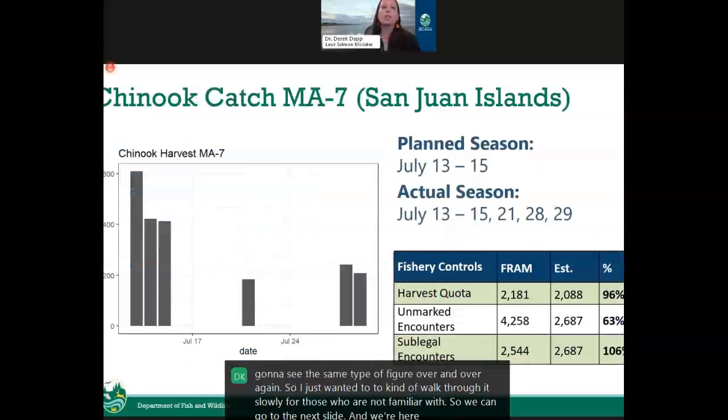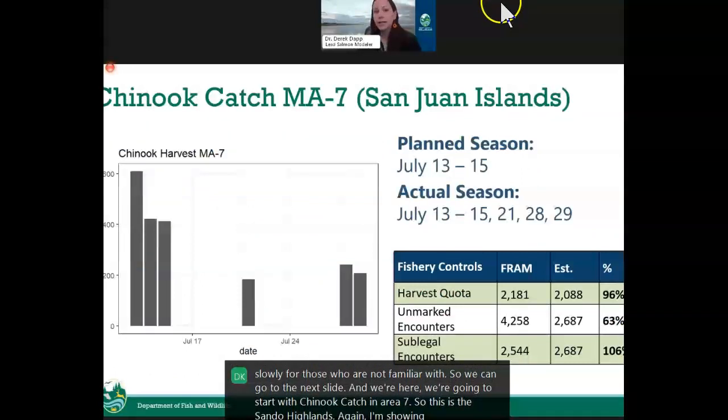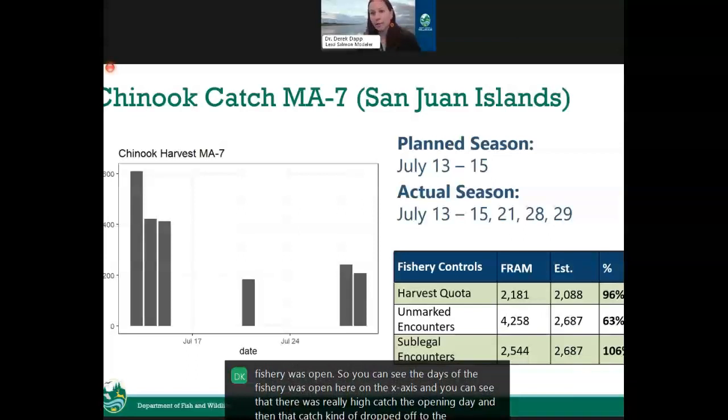And we're going to start with Chinook catch in Area 7. So this is the San Juan Islands. Again, I'm showing this by the harvest per day. So you can see the days that the fishery was open here on the x-axis. And you can see that there was really high catch the opening day. And then that catch dropped off to the next weekends that we did have that fishery open.